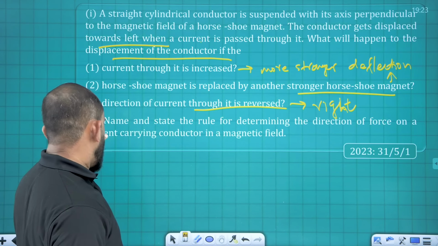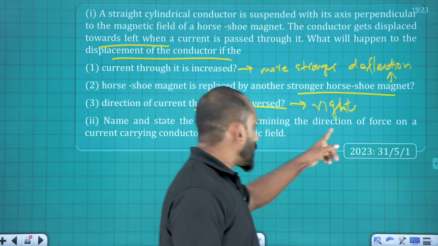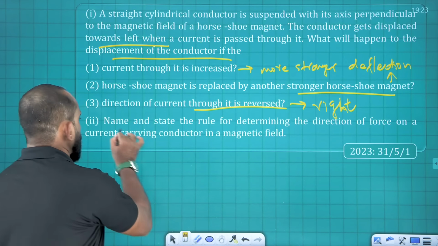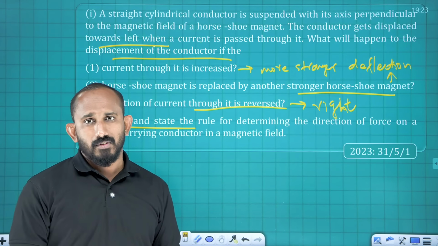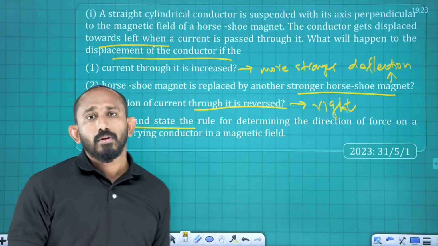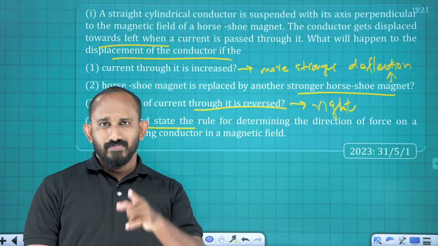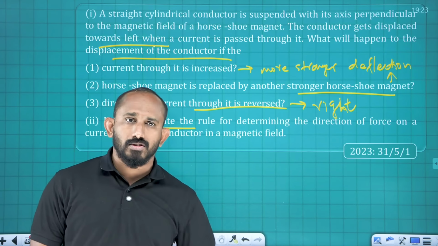Then second, name and state the rule for determining the direction of force on a current carrying conductor. The same thing, Fleming's left hand rule, you have to state it. See, the same question, another version came, so the flavor changed. Be thorough with the theory, then you can answer it.